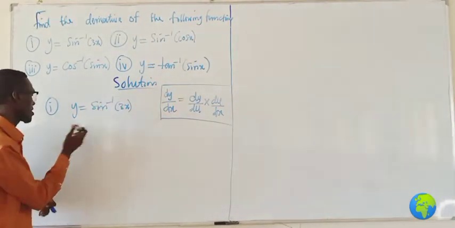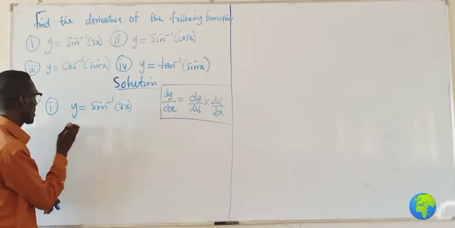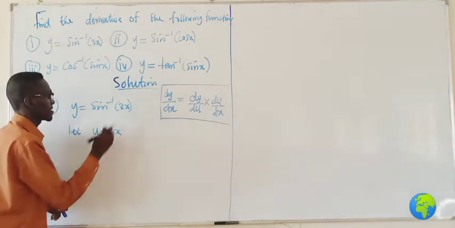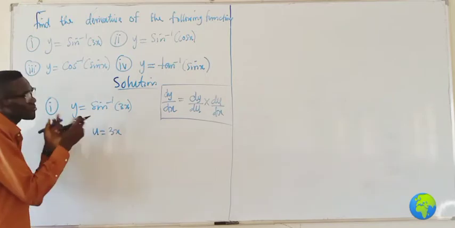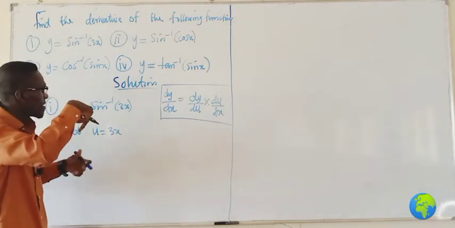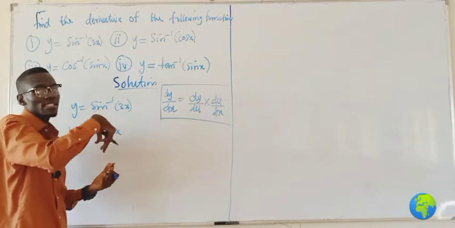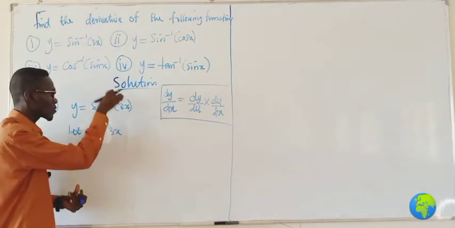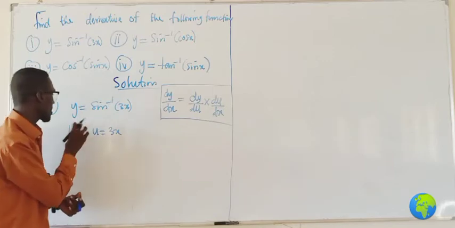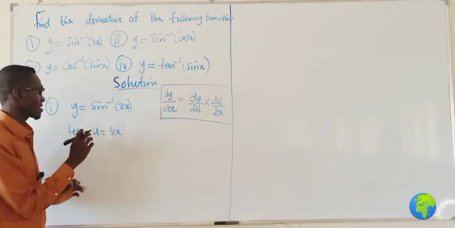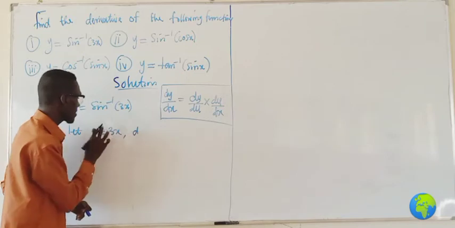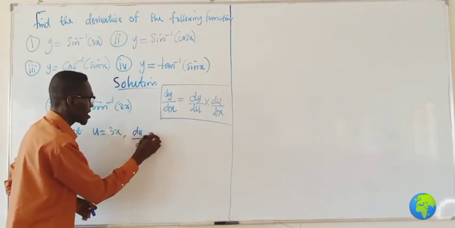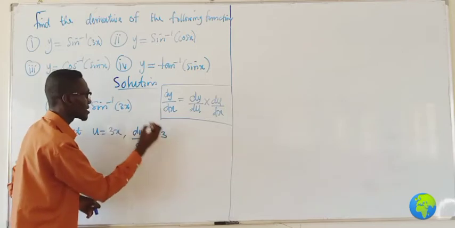So let's just get down to business. Let u equal 3x. Normally to pick your u, you pick the function that is inside the inverse function. So what is inside the inverse? It's 3x. So that is going to be your u. So we said let u equal 3x, right? So immediately you get your du/dx. What is du/dx? If you differentiate 3x, you get 3.